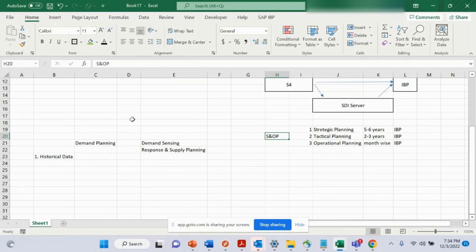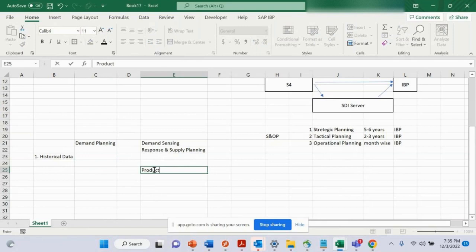Okay, now come to the demand planning stages. What are the demand planning stages we have in IBP and as per the business? First come to the business, then we will go to IBP. When a business is doing demand planning, first of all there is a step called the product review step. If you have done any implementation, then you have the idea what goes on in the product review phase.